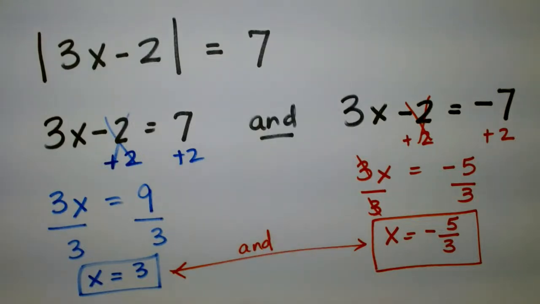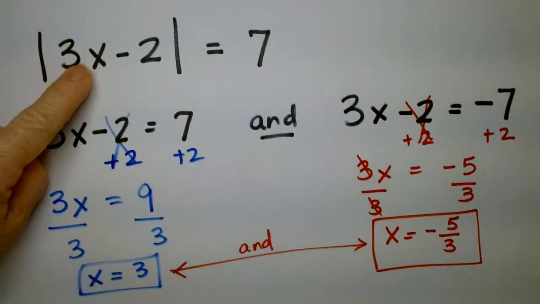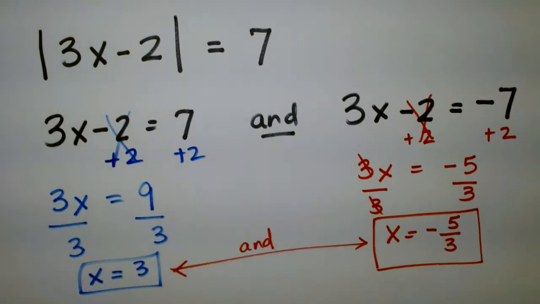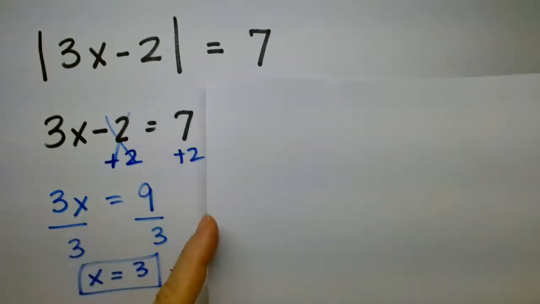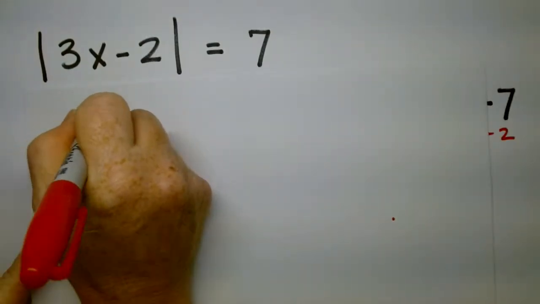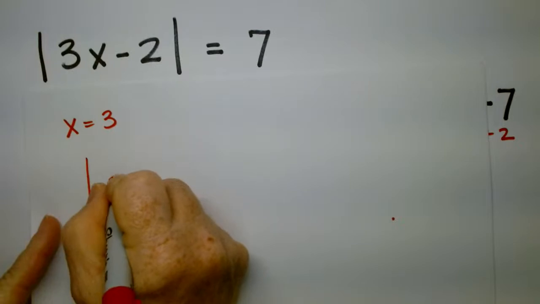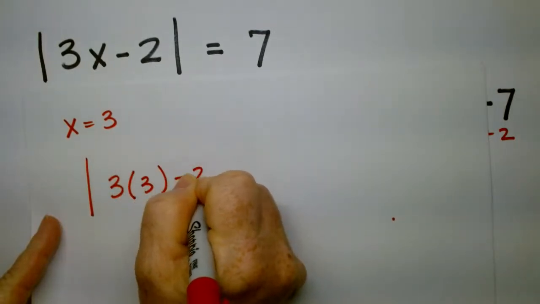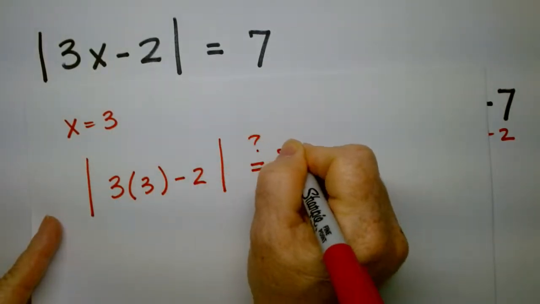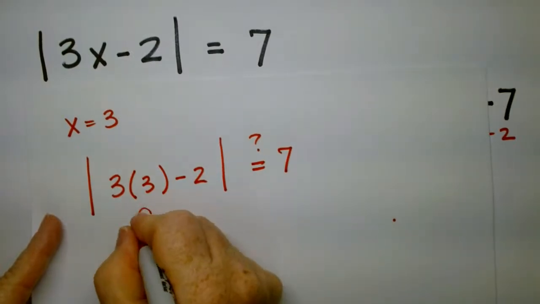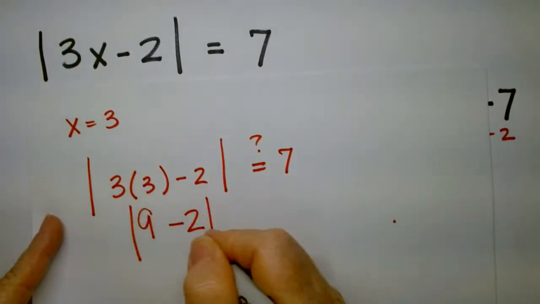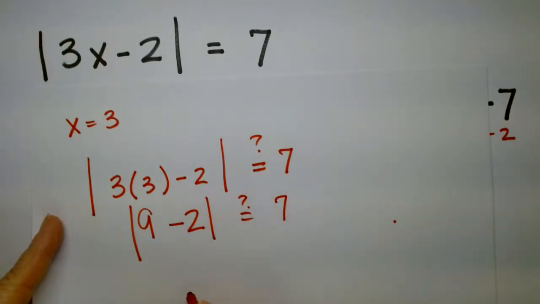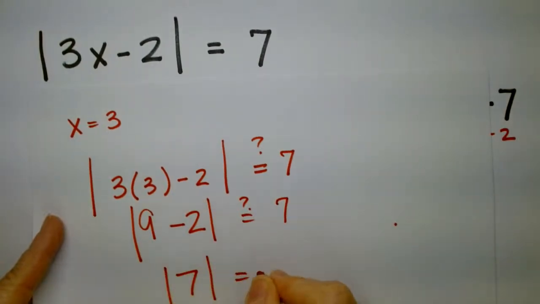And let's test it. So if we put a 3 in here, 3 times 3, well here, where'd my paper go? I threw it on the floor. Okay, so let's test it. Okay, so if x is equal to 3, that means the absolute value of 3 times 3 minus 2, does that equal 7? Let's see. This is a 9 minus 2, and we're taking the absolute value of it. 9 minus 2 is positive 7. Does that equal 7?